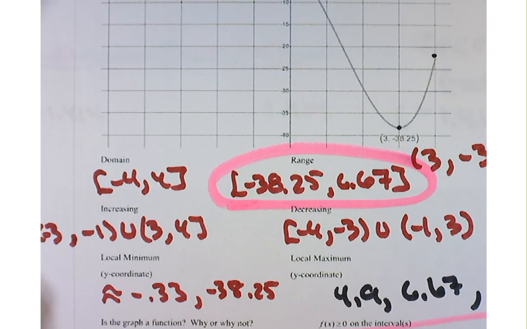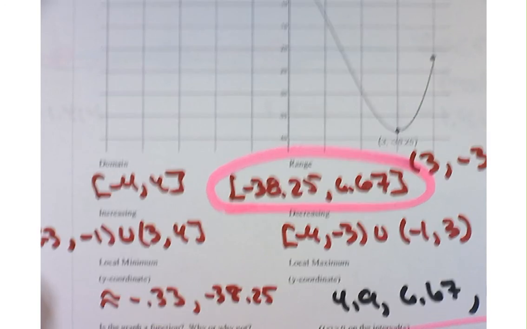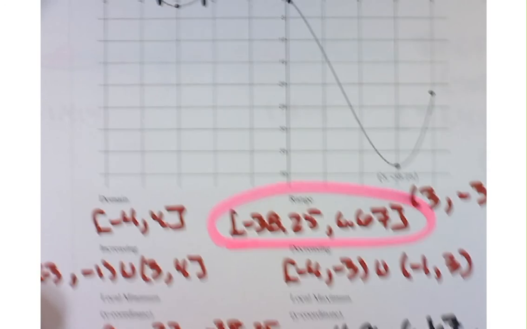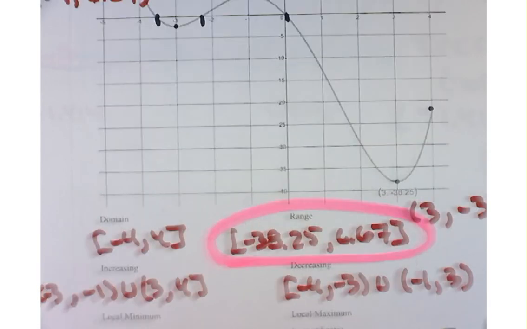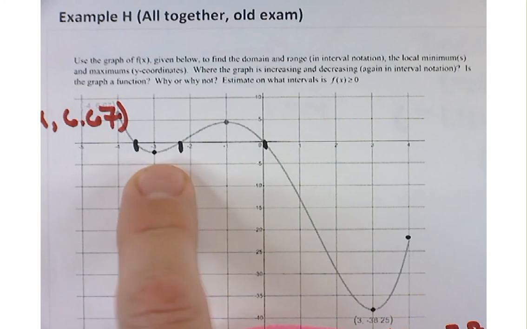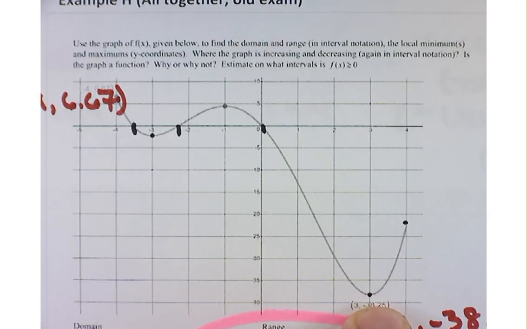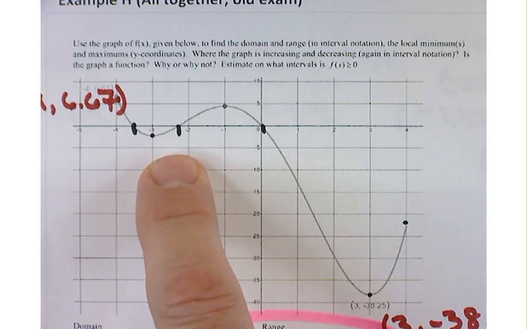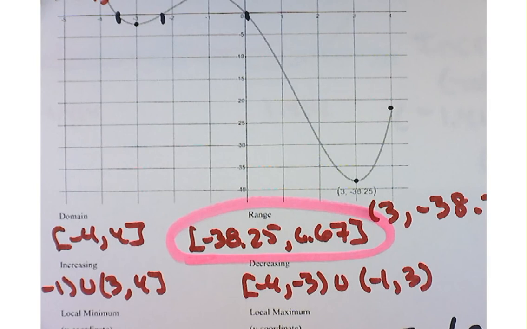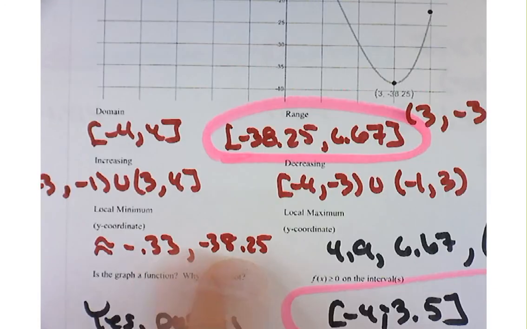Local minimums, I would expect 2. Now really, one of these, that one's a local min. This one's actually an absolute min because the function doesn't get any lower than that. So if I ask you for the local mins and you put negative, say, about 0.33 and -38.25, I'd be fine with that. That'd be fine for the local mins, although actually that one's an absolute min.